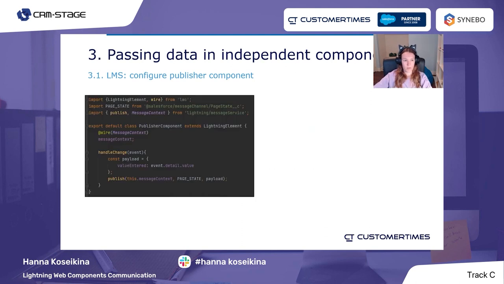And here is how it looks in code. So I import LightningElement and wire, I import the page state message channel, import publish and message context, wire message context, and then handle change. It's a method which is called on changing the value in a text field, and it creates the payload. Value entered is set to event detail value. And then the event is published.